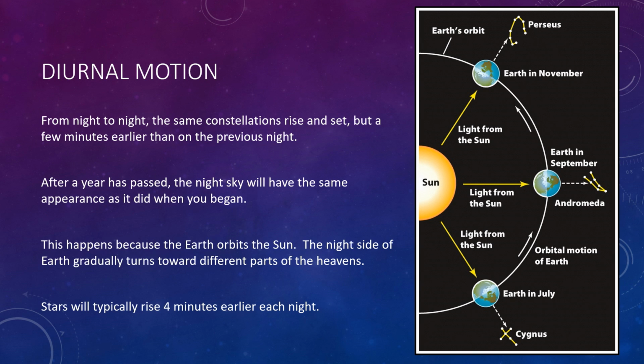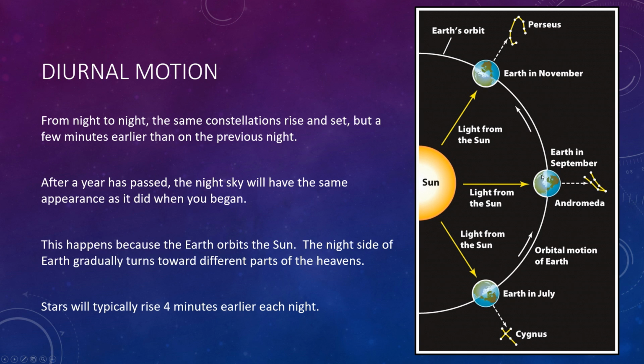If you want to view the constellation Andromeda, the best time of the year to do it is in late September. So here we are in September. The dark side of the Earth in September faces toward Andromeda, so it's a great time to view it. So that's a great way of looking at this.